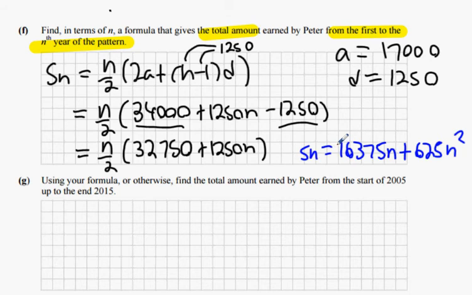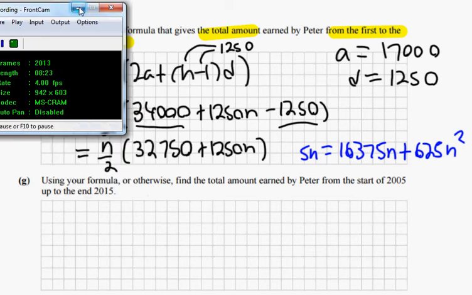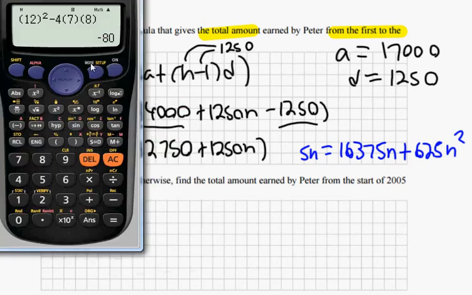Can anybody tell me a way to check that I'm right? There's a way to check you're right. Does anybody know how to check that formula and guarantee I'm right? I'll show you a quick way to do it on the calculator. Go to your table function. Instead of Sn, what am I going to use? F of x. Instead of n, what am I going to use? I'm going to use x, okay?